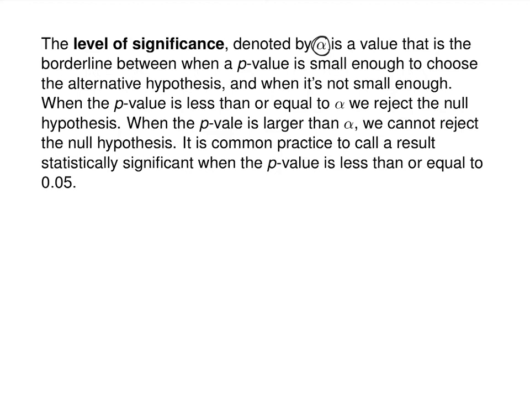So remember, a low p-value means there's a low probability you'd see that, which means your null probably was false. And when the p-value is larger than alpha, we cannot reject the null. It's common practice to call a result statistically significant when the p-value is less than or equal to 0.05. This is just a really common alpha value.